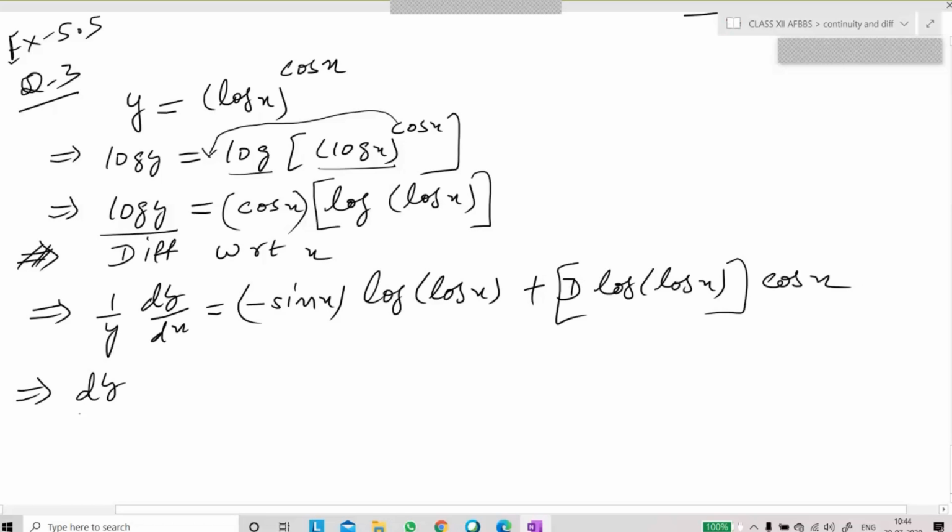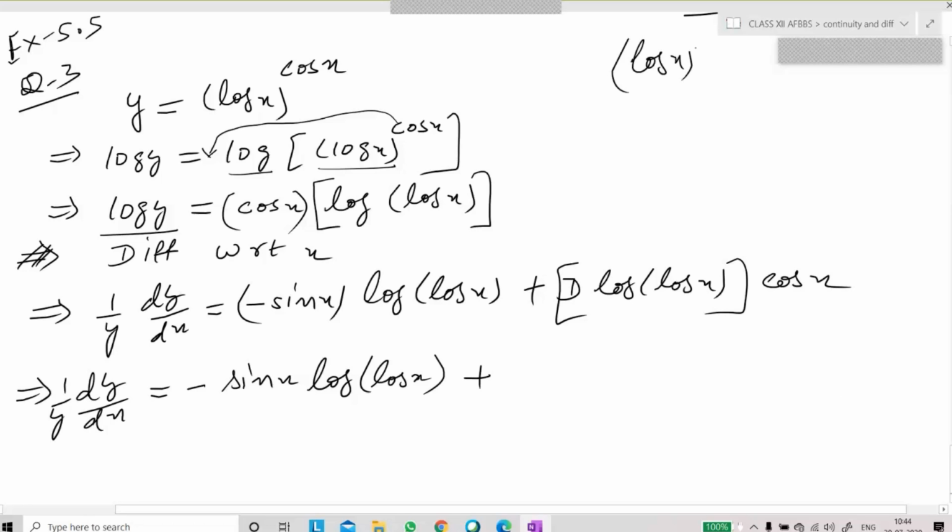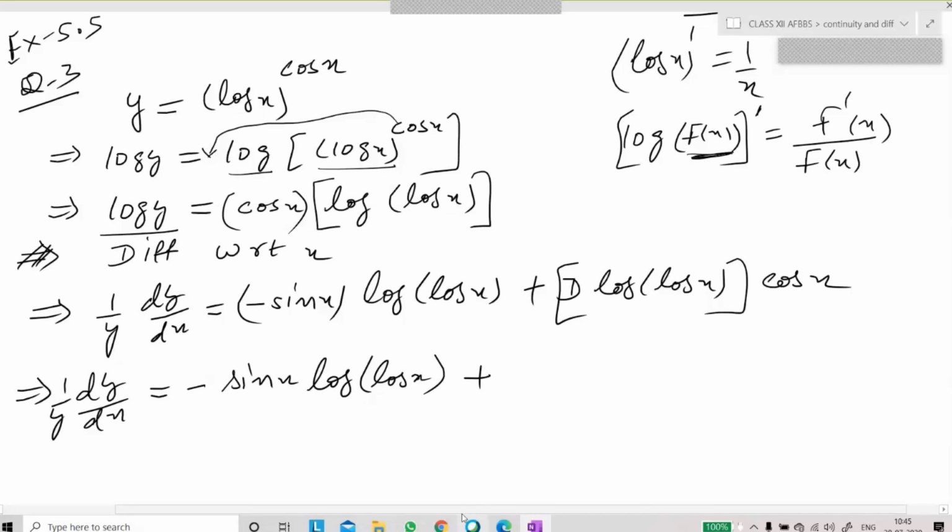So now you will have 1 by y dy by dx is equal to minus sin x log of log x. Now what is the derivative of log x? Now look, we all know that derivative of log x is 1 by x. But if we don't know, then let us study it here. If we have log of f(x) instead of log x, then its derivative will be 1 upon f(x). And since the log is not applied on x, it is applied on f(x), so by chain rule, you have to multiply it by f dash x.